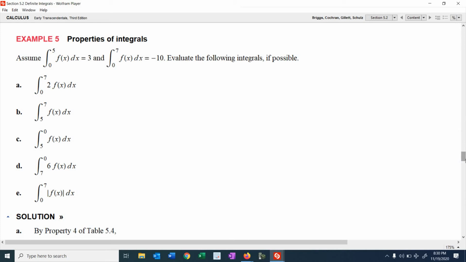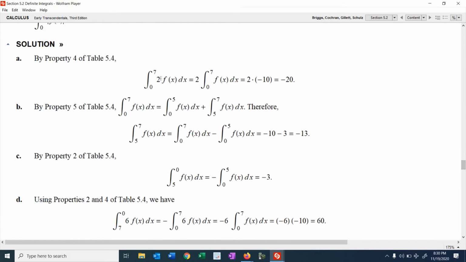Okay, well, to find that definite integral, we're allowed to pull the 2 out of the definite integral since it's a constant. And then the definite integral from 0 to 7, we're told, is negative 10. So the answer will be 2 times negative 10, so it would be negative 20.